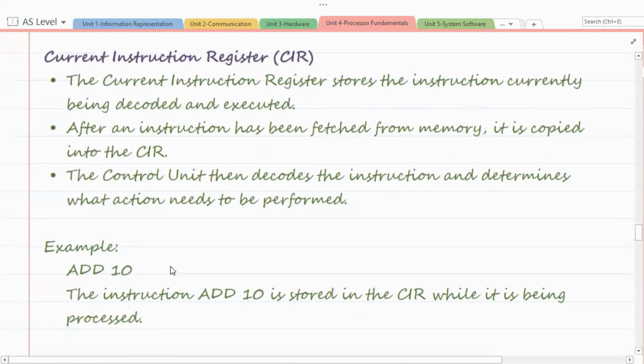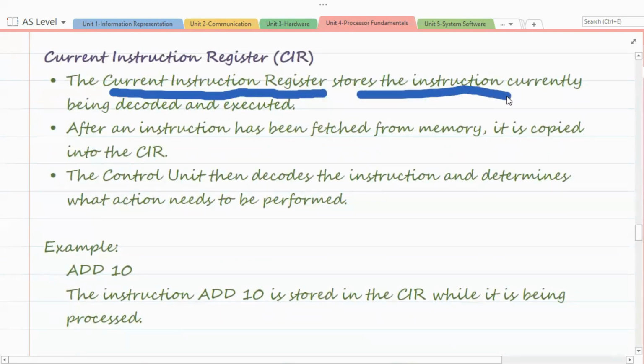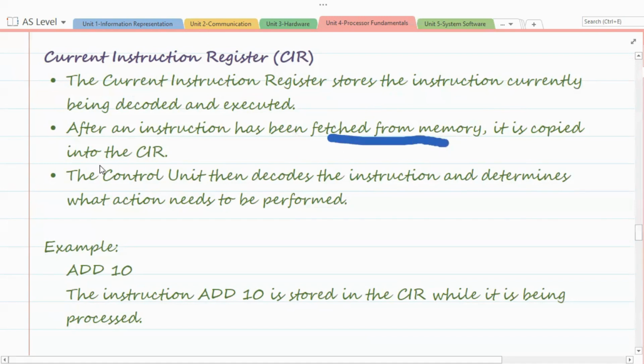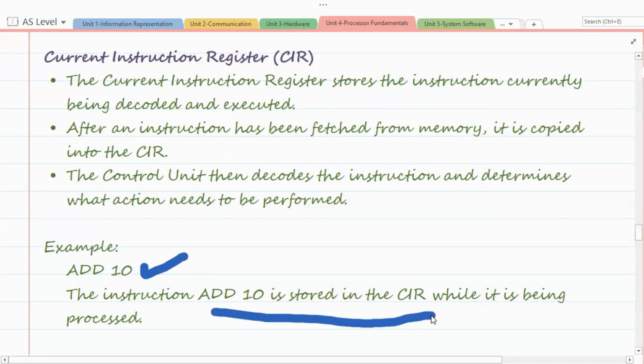Then we have current instruction register. Now, the current instruction register stores the instruction currently being decoded and executed. After an instruction has been fetched from the memory, it is copied into CIR. For example, add 10 is the instruction that is currently being executed. This is stored in CIR while it is being processed.